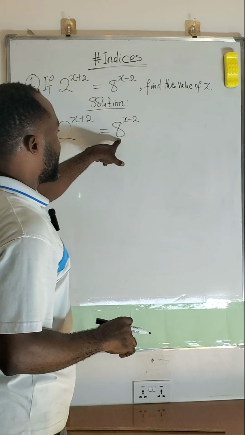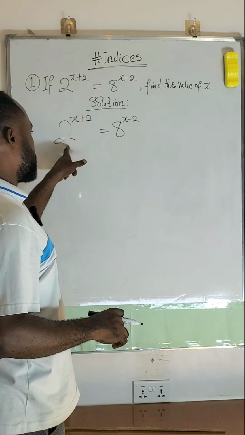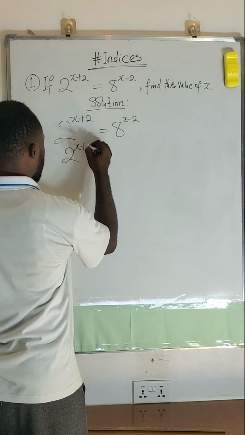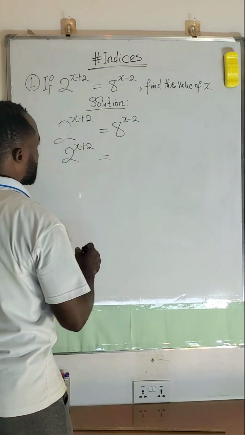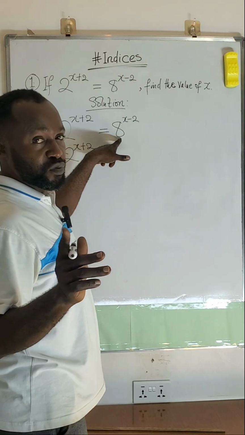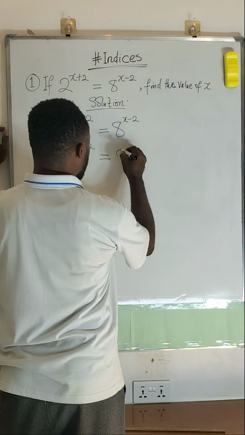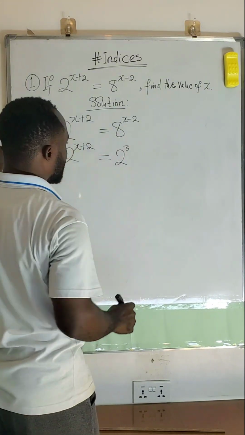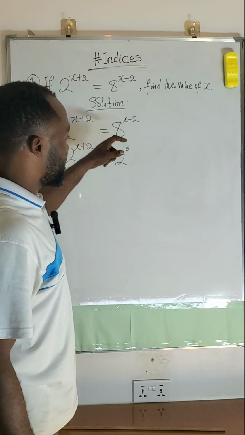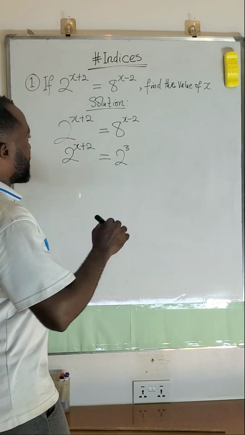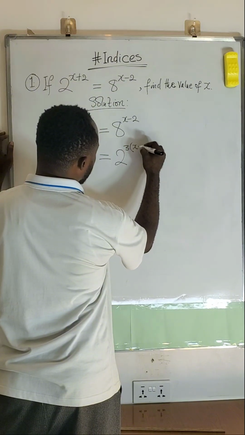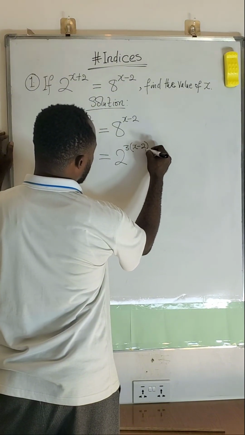We are going to break 8 to have a base of 2. Alright? So we are going to have 2 raised to the power of x plus 2 equals, if we want to break 8 to have a base of 2, it's going to be 2 raised to the power of 3. You can see that 2 raised to the power of 3 is the same thing as 8. Can you see that? And then this power of 3 will multiply into the former power of x minus 2.